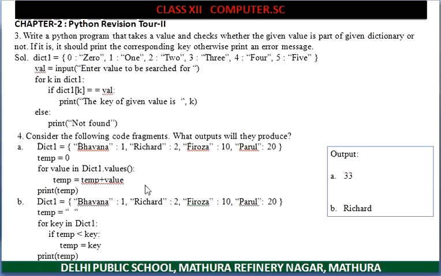By this statement we calculate the sum of all the values, and after completing the for loop, with the help of the print statement we print the value of temp, that is 1 plus 2 plus 10 plus 20, 33.